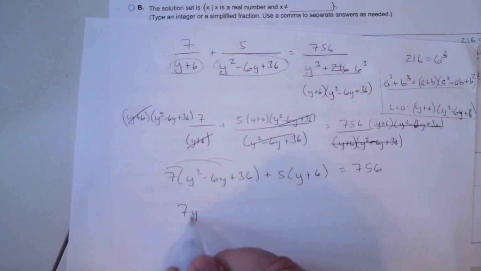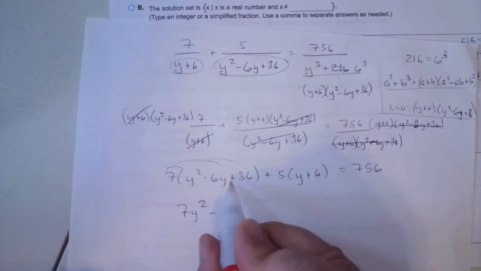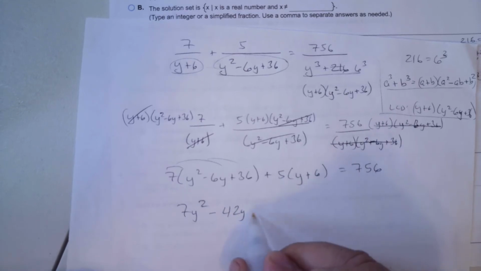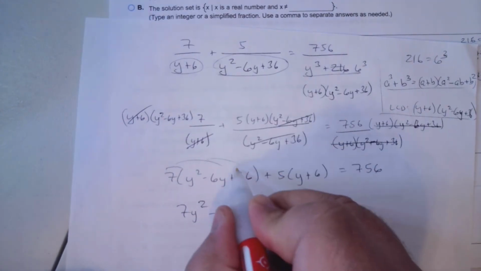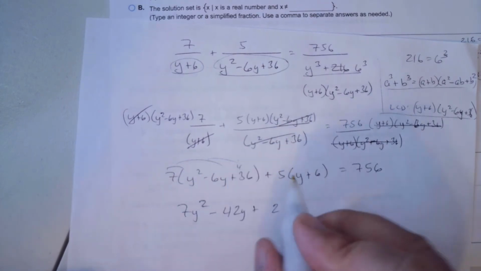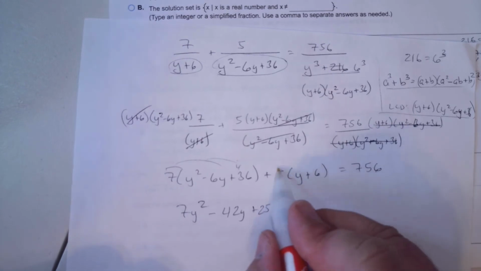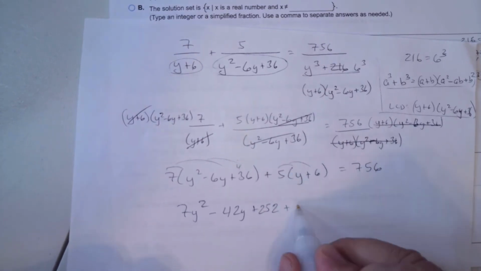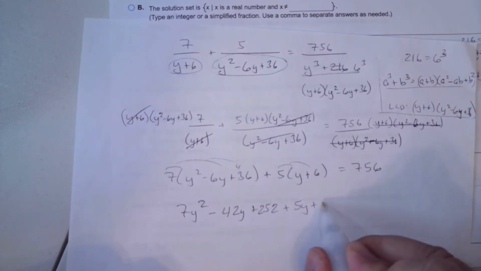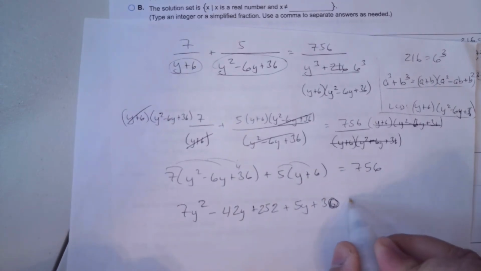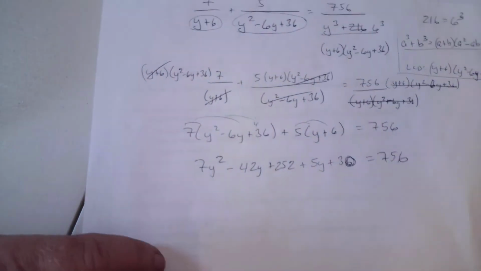Distribute to get 7y squared. 7 times 6 is 42y. 7 times 6 is 42, 7 times 36 is 252. 5 times y is 5y. 5 times 6 is 30. Equals 756.